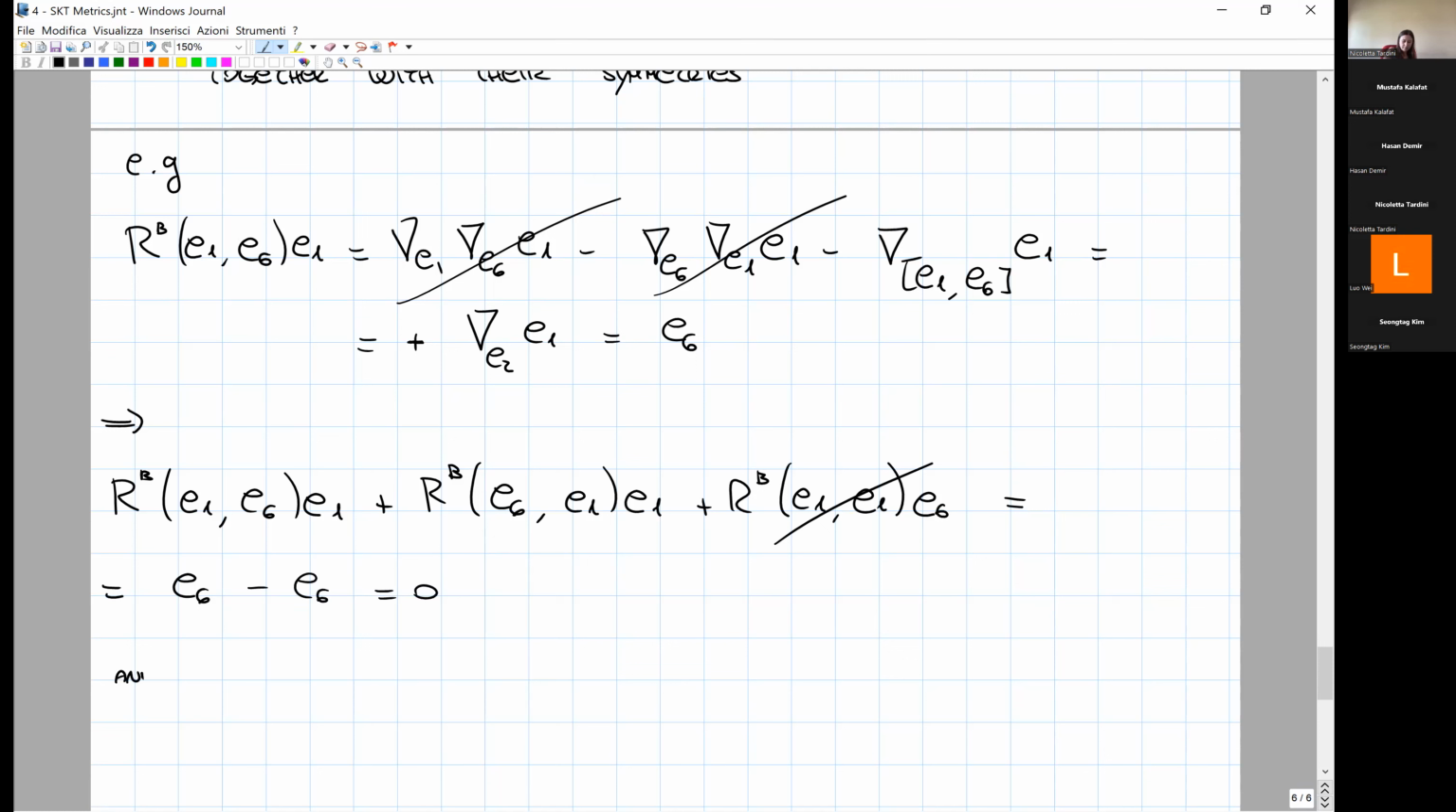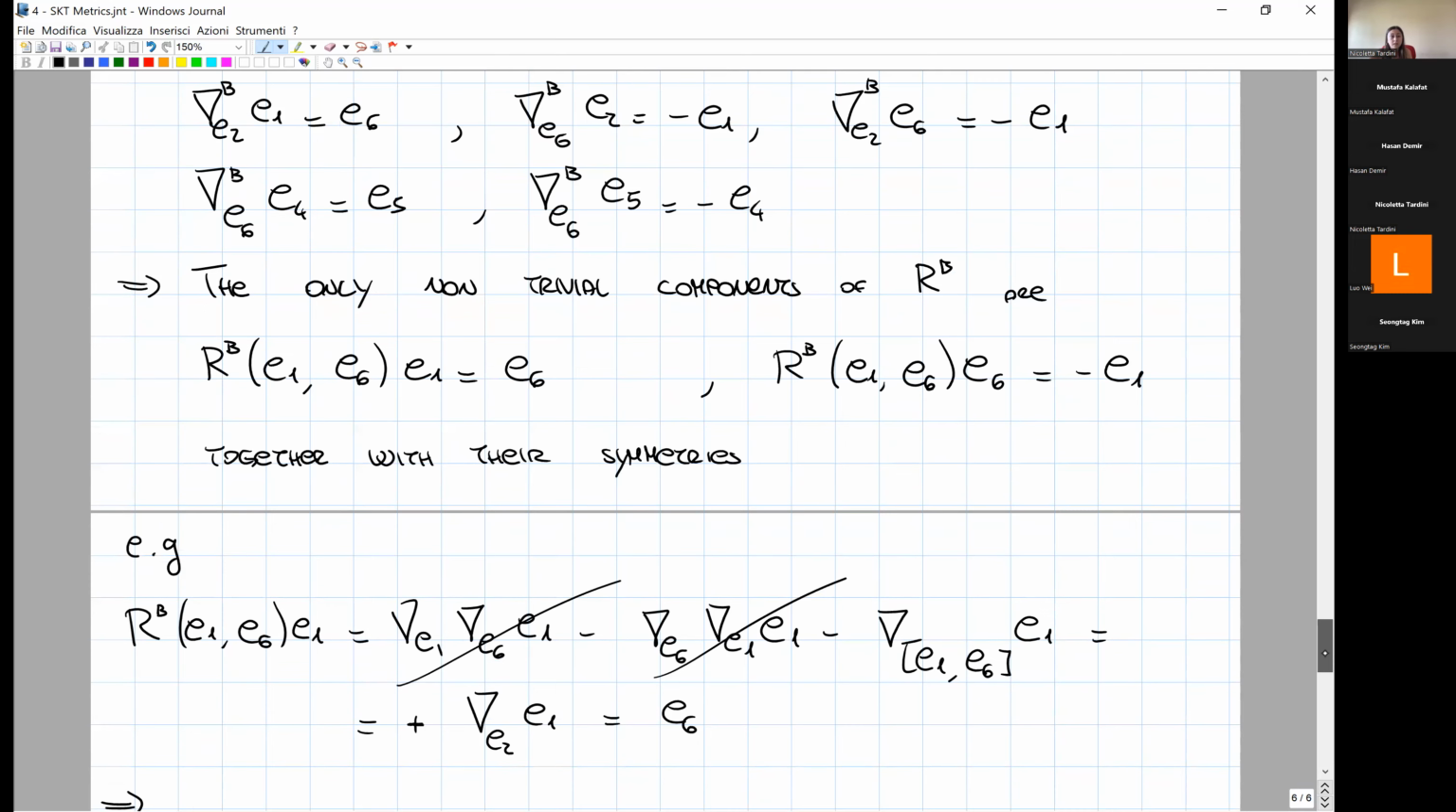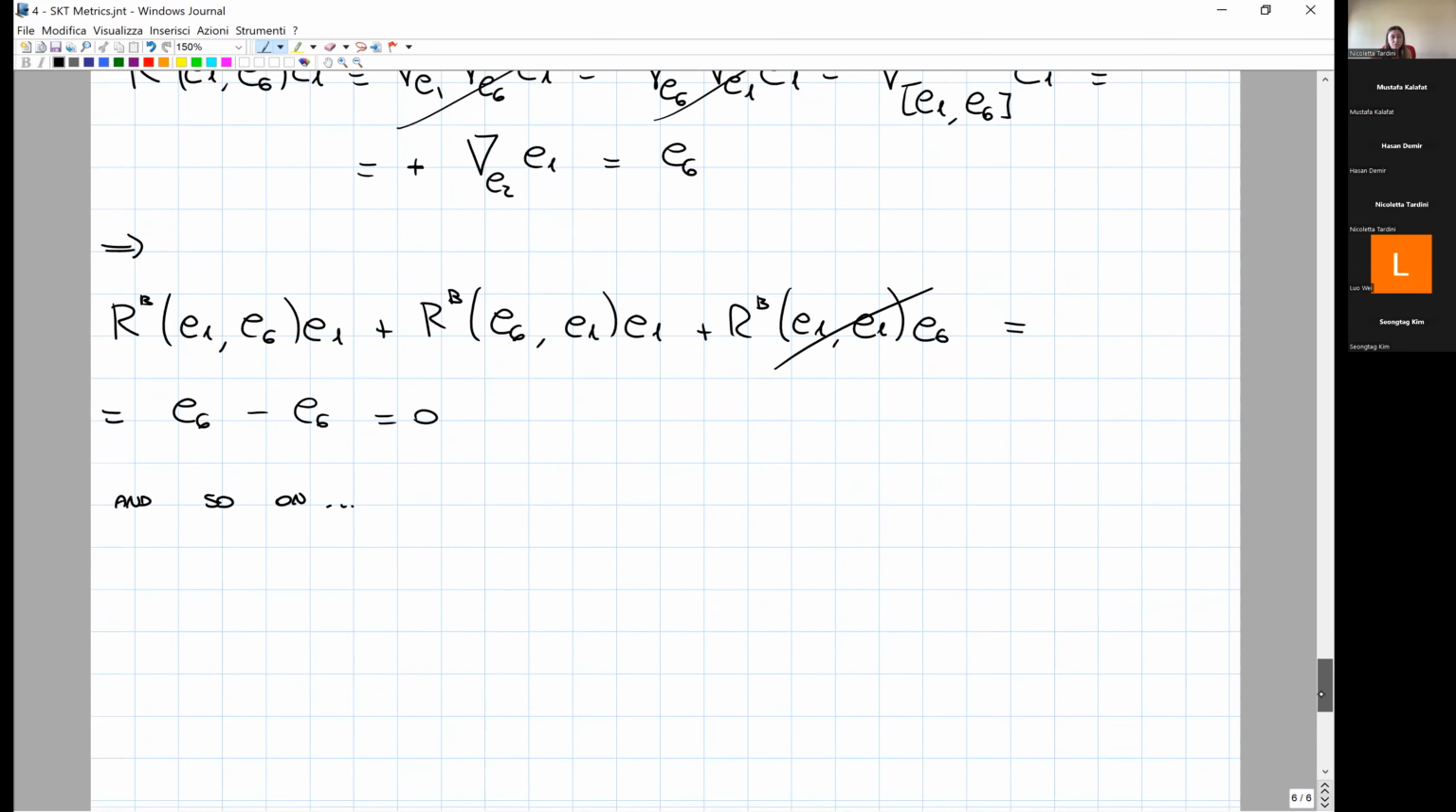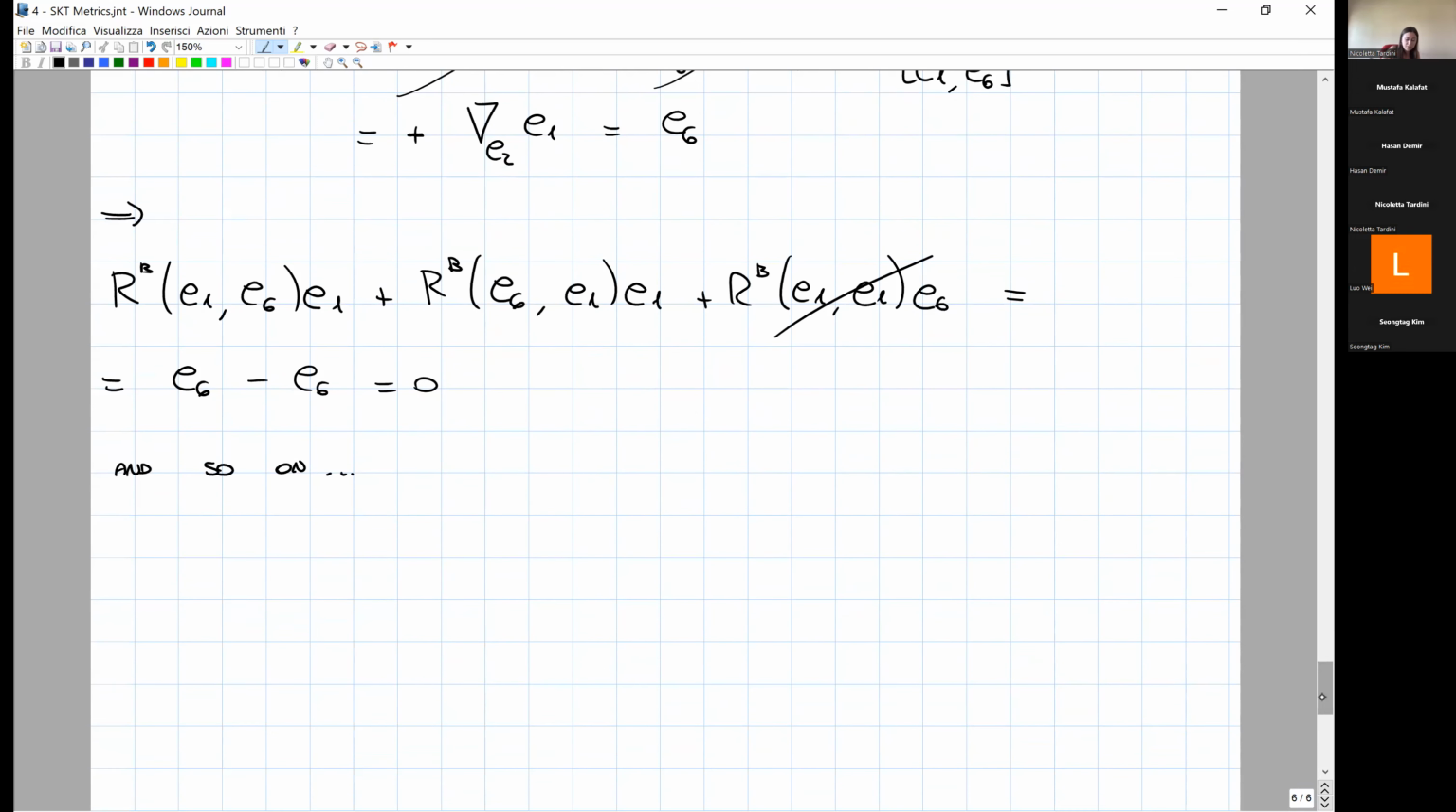And so on. Okay, I mean, there are very few non-trivial terms here in the curvature, okay? So it's very easy to check that we have the first Bianchi identity. And so let's say nabla B satisfies the first Bianchi identity.